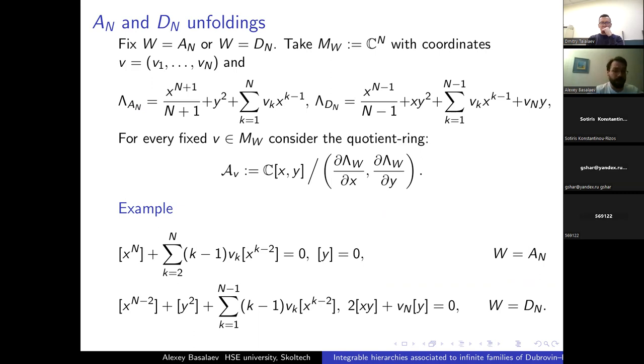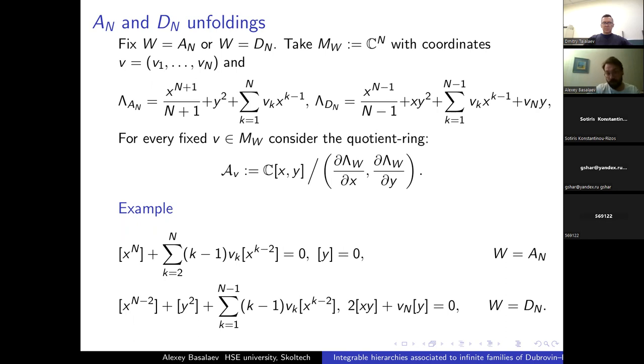These variables have different meaning. In particular, the variables v give a deformation of a polynomial in x and y. So if you forget all the v's, or namely set them to zero, then you get the polynomials in two variables of A and D type, and they indeed define a singularity of A and D type. Then, if you assume any v in C^n, in the space of the deformations, then for every fixed v, you can consider the following quotient.